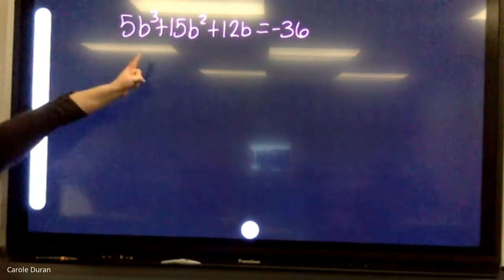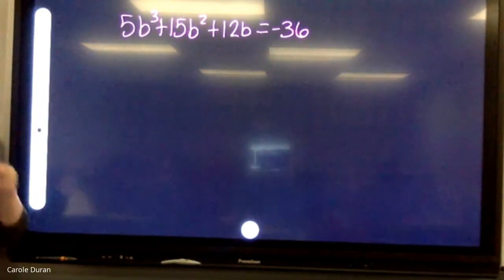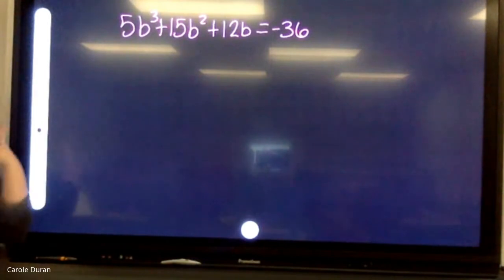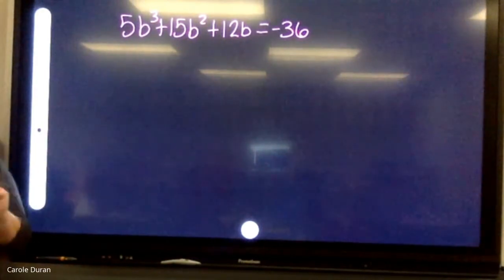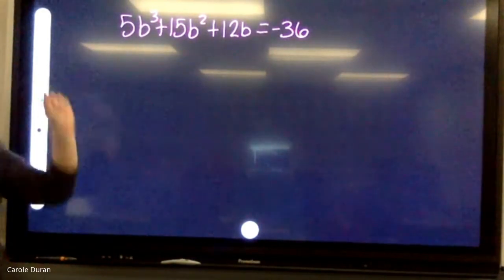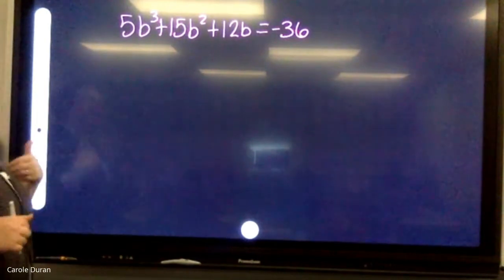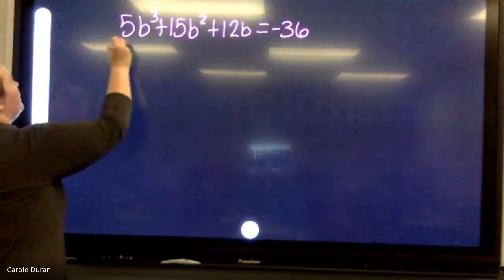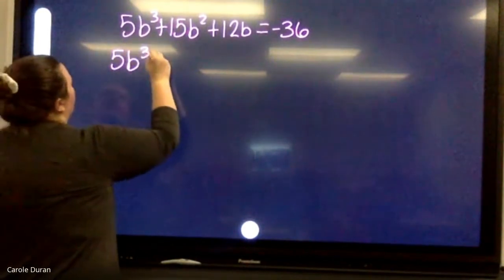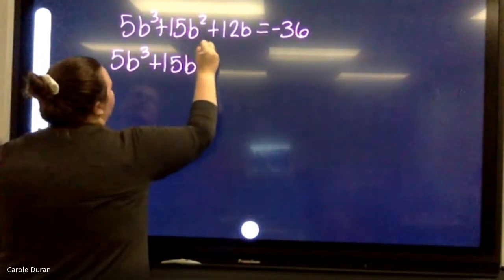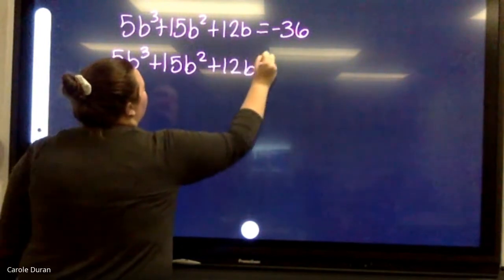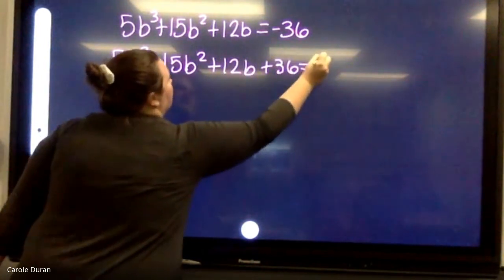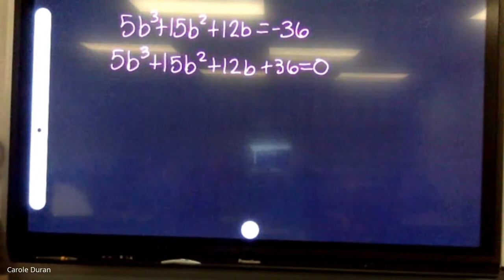Okay. When I want to solve this, I first have to factor it. What do I have to do before I can factor it? Move the 36 over to the left. Get everything on the left. Sometimes you'll have to combine like terms, but not here, thank goodness. So when I do that, I get 5b cubed plus 15b squared plus 12b plus 36 equals 0.